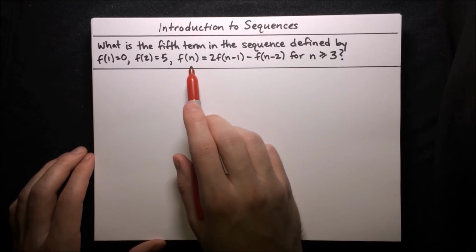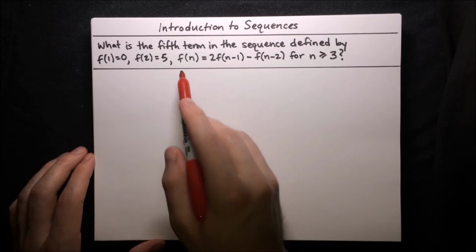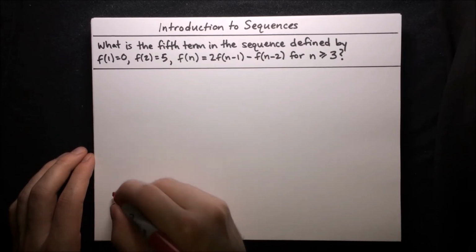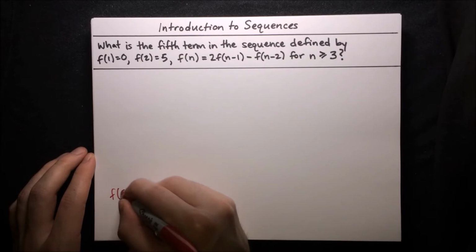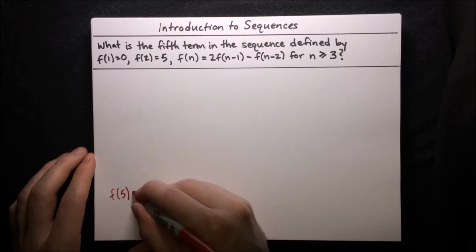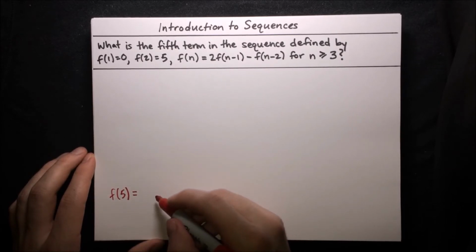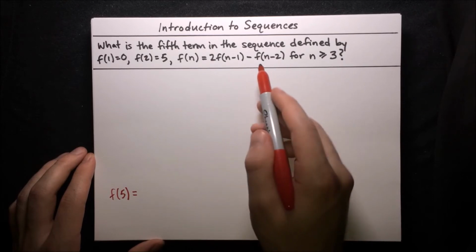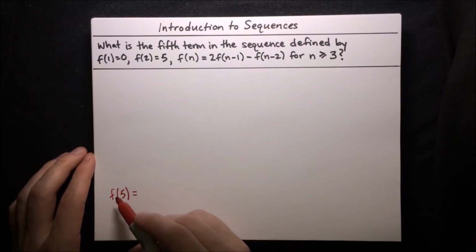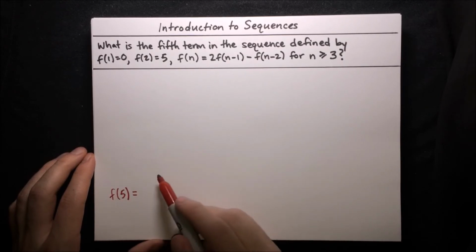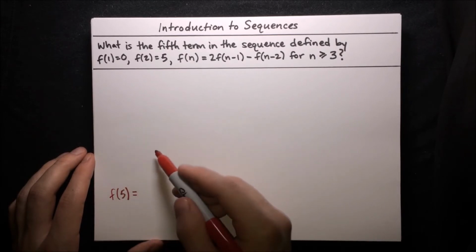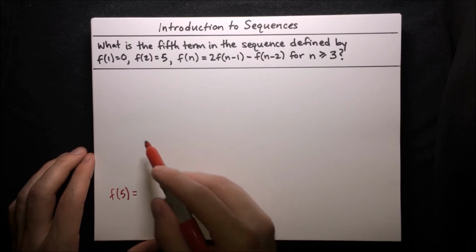And it works this way because the sequence can be interpreted as a function whose domain consists of the natural numbers. So the fifth term here is going to be f of 5. So that's what we want to find. We want to find what f of 5 is equal to. And since this is a recursive rule, we know that f of 5 will be defined in terms of previous terms, which themselves will be defined in terms of even more previous terms, and so on. So why don't we start with the terms that we know.